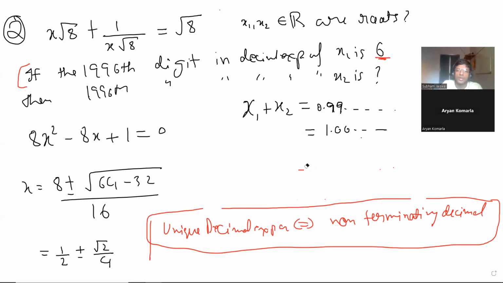Anyways, these numbers which have a unique decimal expansion are called normal numbers or something like that. If you want, you can read about it. There is a lot of probability theory that is done in normal numbers. If you Google normal numbers, you will probably see a lot of probability theory also.